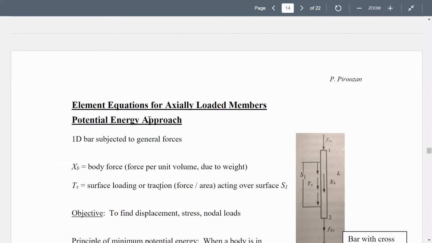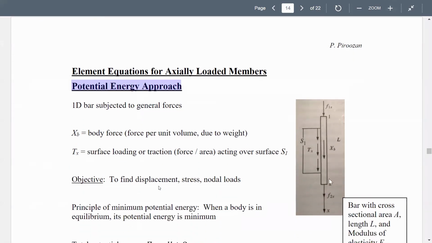potential energy approach in finite element formulations of a bar. This is a bar. We are going to look at how the variational method, or principle of minimum potential energy, can be used to solve for displacement, stress, or nodal loads for this bar. We already solved this bar problem for the case where we had two forces at the nodes. But let's look at this in a more general and more powerful method.